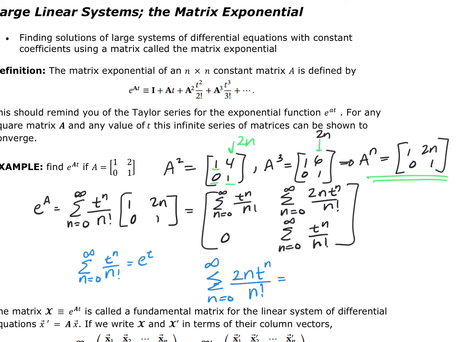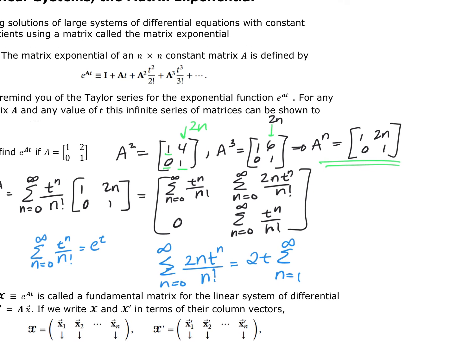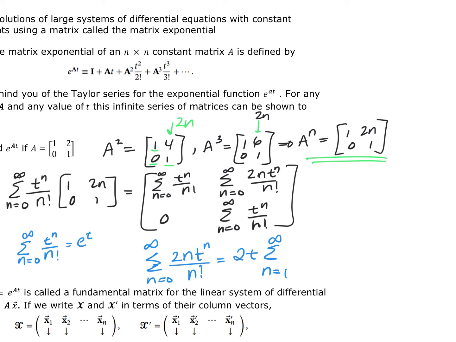We want to see how we can make this a little bit simpler. If I readjust this so that I pull out a 2 and a t, then this becomes, rather than n equals 0 to infinity, n equals 1 to infinity. And then I'm going to end up with this adjustment.